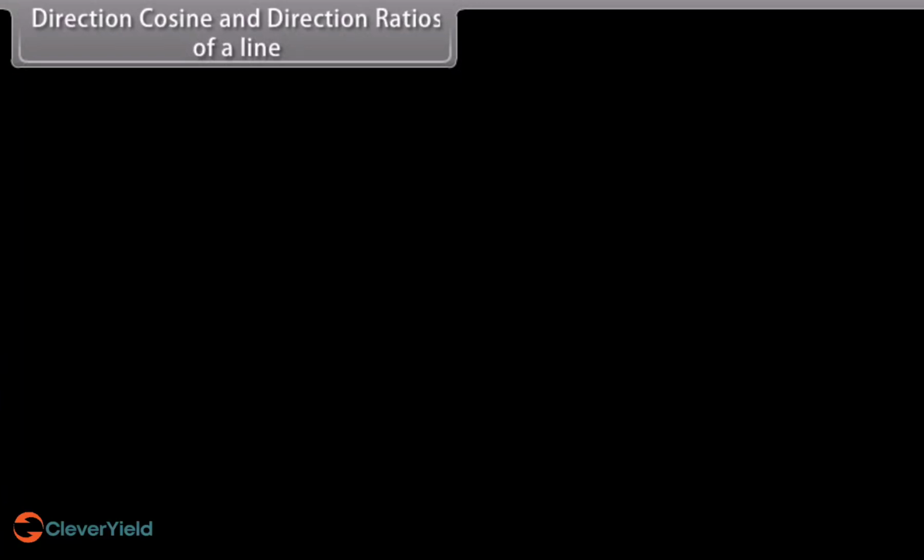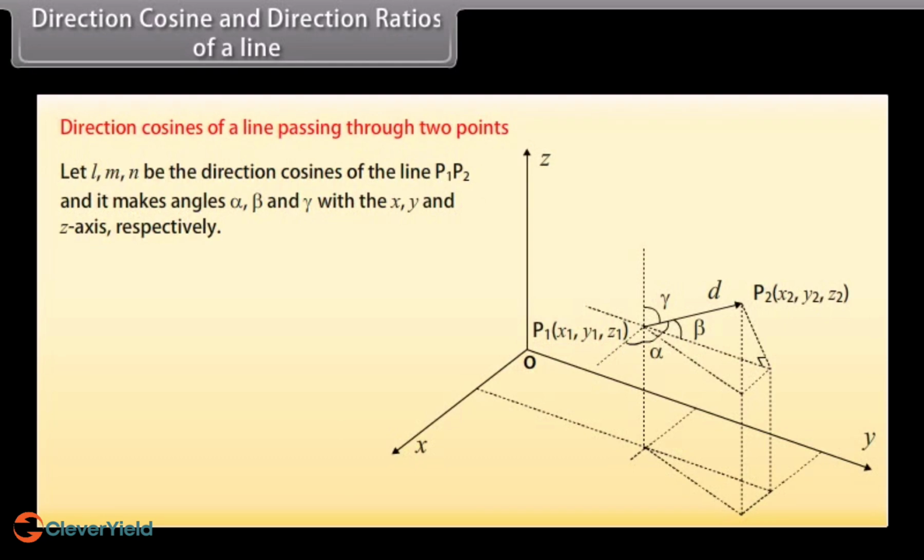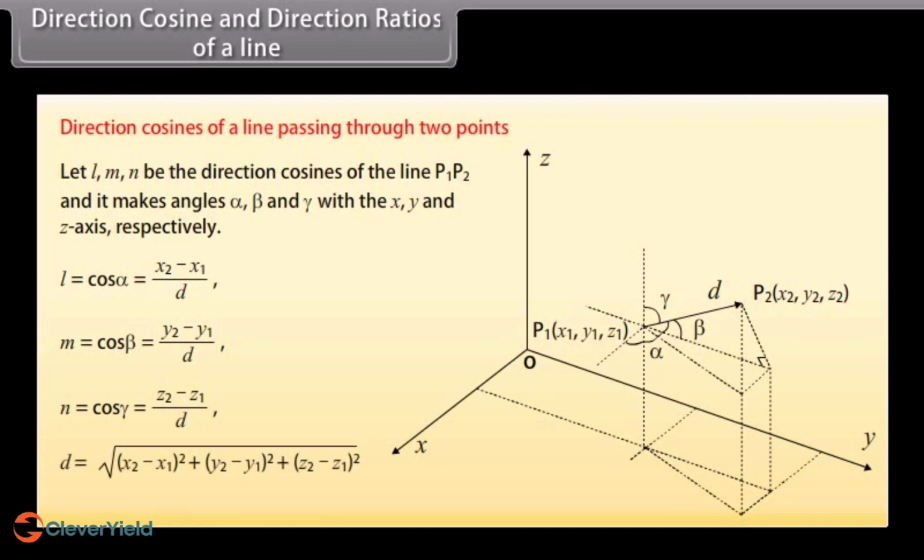Direction cosine and direction ratios of a line. Direction cosines of a line passing through 2 points. Let L, M, N be the direction cosines of the line P1P2, and it makes angles alpha, beta, and gamma with the x, y, and z axis respectively. The direction cosines are given as L equals cos alpha equals (x2 minus x1) by d, M equals cos beta equals (y2 minus y1) by d, N equals cos gamma equals (z2 minus z1) by d, where d equals square root of (x2 minus x1) square plus (y2 minus y1) square plus (z2 minus z1) square.